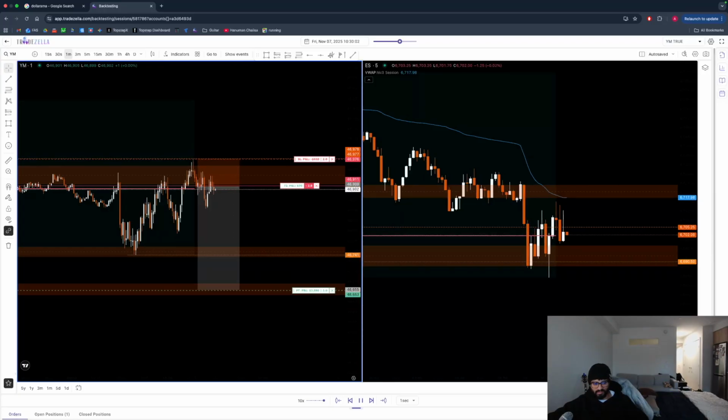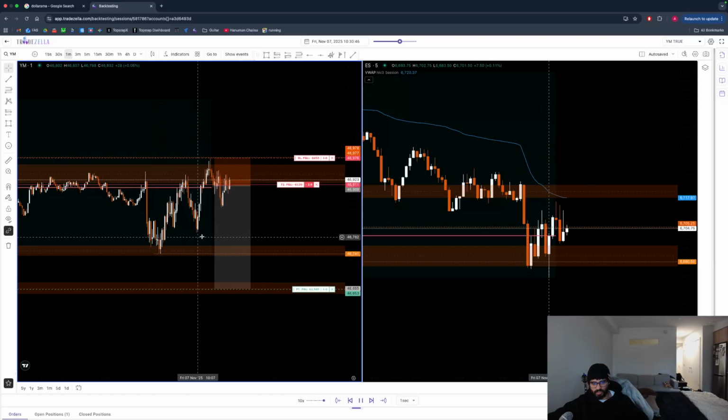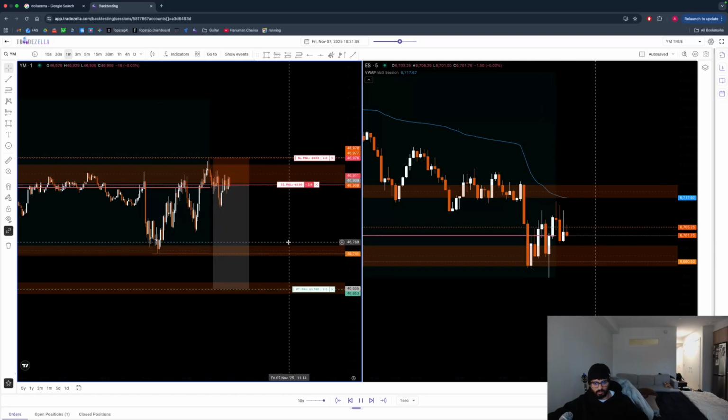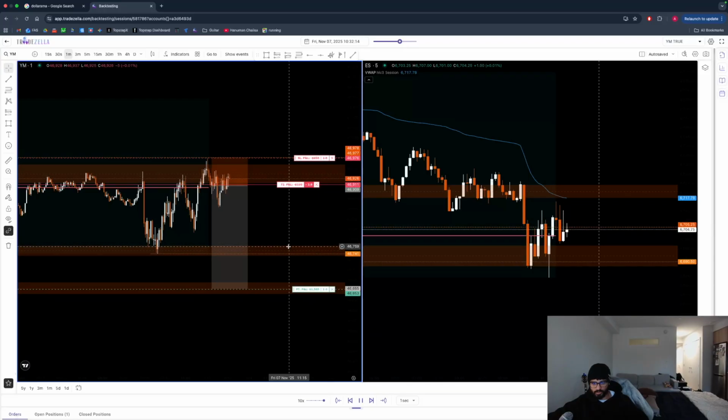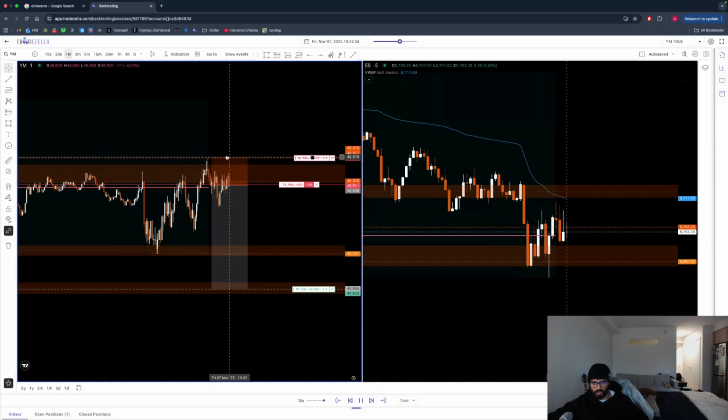It's already 10:30, so at this point it's kind of late in the day. We're not getting delivery to the lower targets, so it is what it is. Chopping in the zone.